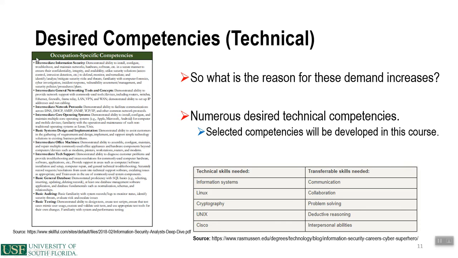So for example, intermediate information security, so being able to install, configure, troubleshoot, maintain networks in a secure manner to ensure their CIA: confidentiality, integrity, and availability, and so on. So you can see some of the skills that they're looking for: core operating systems, intermediate tech support, general database, auditing, testing, and those types of things. And those are some of the things that we'll be working on within this course.